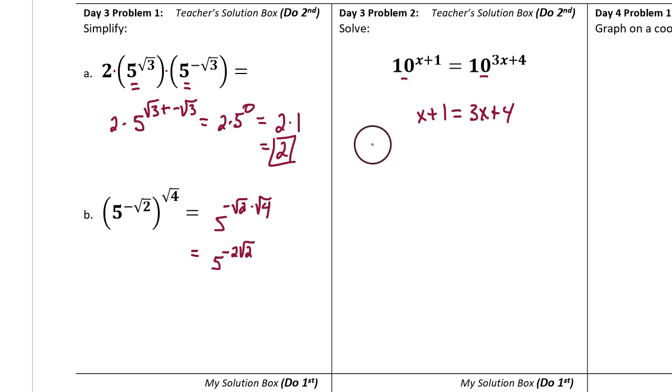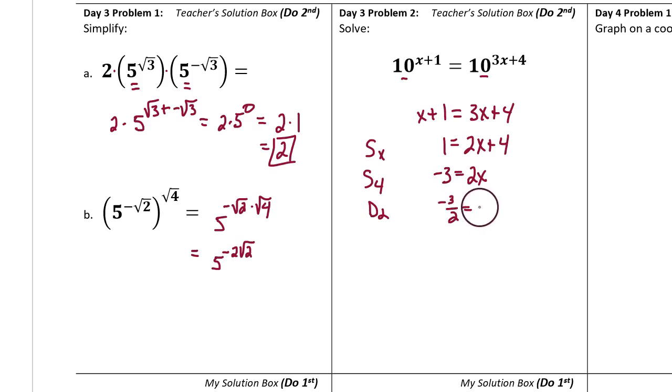Let's get the letter x alone. Subtract x from both sides. 1 equals 2x plus 4. Subtract 4 from both sides. Negative 3 is equal to 2x. And then divide 2 on both sides. Negative 3 halves is equal to x.